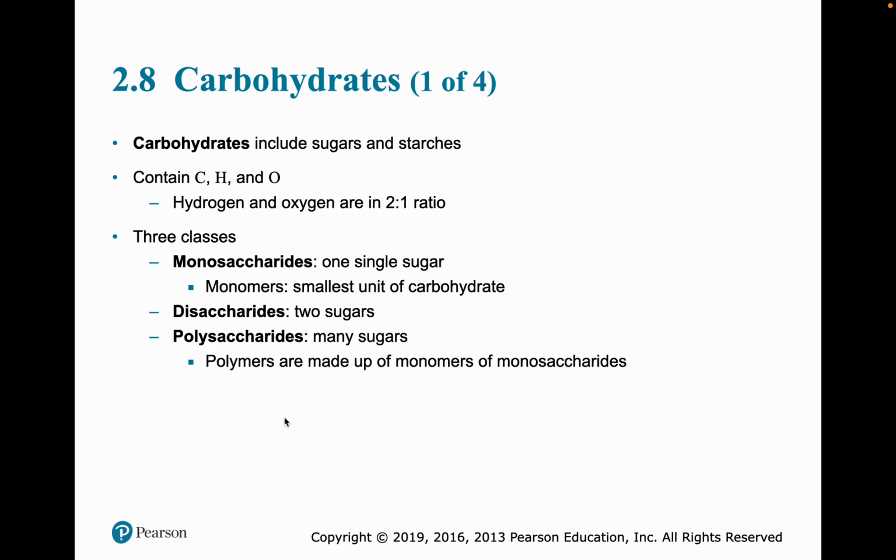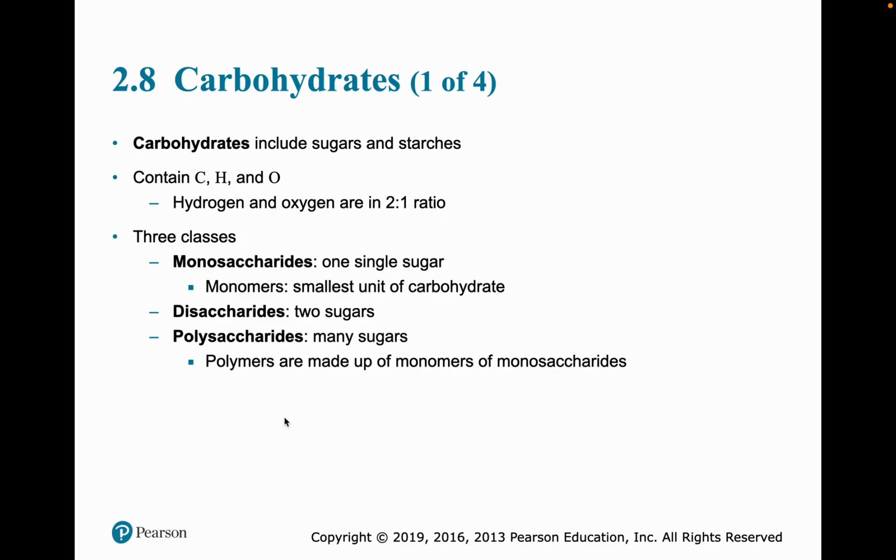So let's look at carbohydrates. Carbohydrates include sugars and starches. They have carbon, hydrogen, and oxygen. The hydrogen and oxygen are in a 2-to-1 ratio, so you really can think of it as a hydrated carbon, a carbon with a water attached to it.